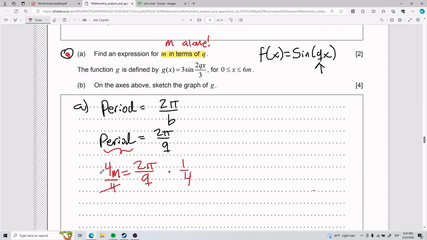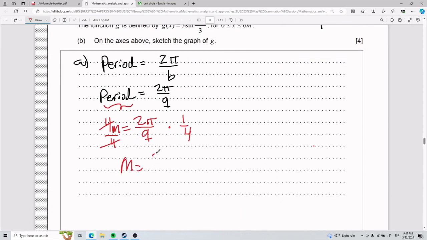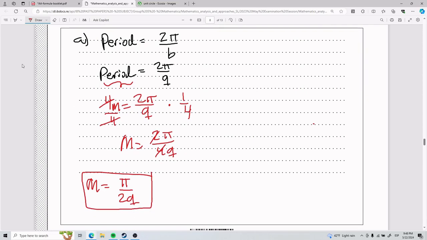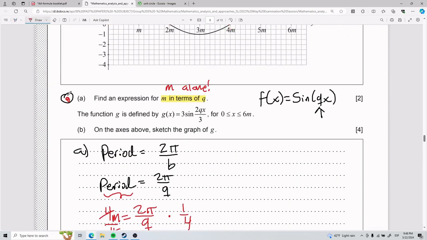So that means this goes away with this. M has to equal 2 pi divided by 4q. You divide by 2 on the top and on the bottom. M, whoops, that looks like a very nasty M. So M has to equal pi divided by 2q. So let me put this in light blue just so that we recall what's going on. M has to equal pi divided by 2q, and that is for part A.